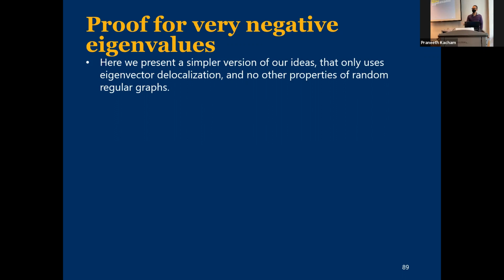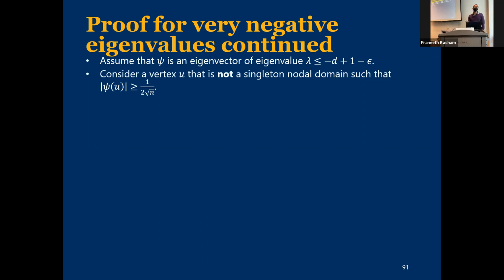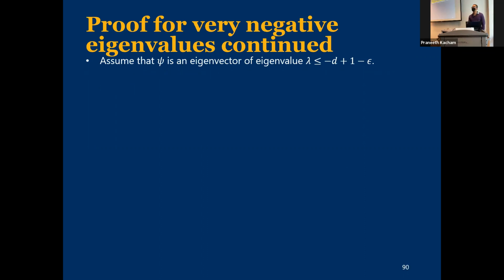And how much time do I have? 10 minutes? Okay. So let's assume that we have an eigenvector of very, very small eigenvalue. So now we have eigenvalue minus d plus 1 minus some small epsilon. This is a simplified version of what we actually end up doing. It will exist for d equals 3 or 4, for what it's worth.